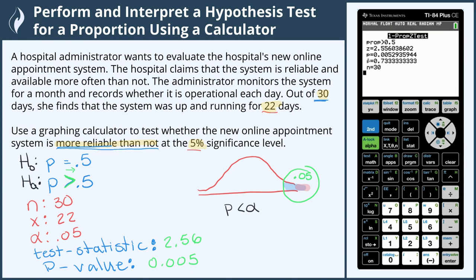This effectively puts it within the rejection region, which means that we reject the null hypothesis. This means that there was sufficient evidence to support the claim that the system is more reliable than not.